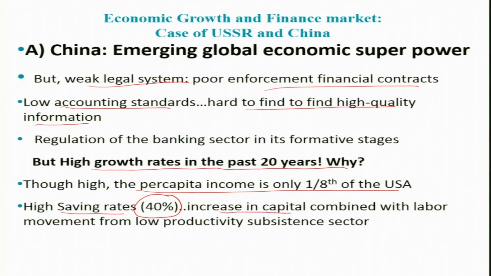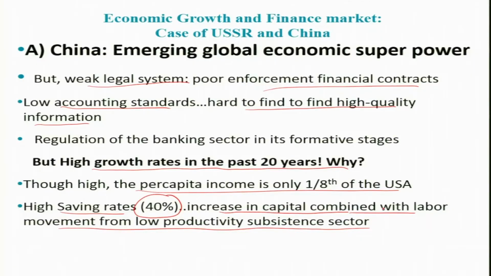Because of that, there was an increase in capital formation combined with labor movement from the low productivity subsistence sector to the high growth sectors, that is manufacturing and service sectors. The surplus labor moved from the subsistence agriculture sector, and the agrarian economy gradually transformed into an industry and service sector economy. Research also showed that China's economic growth would have been even faster if its financial system were also very strong.